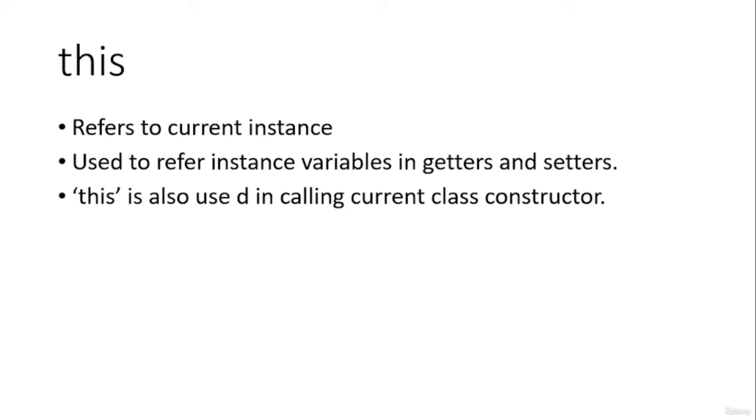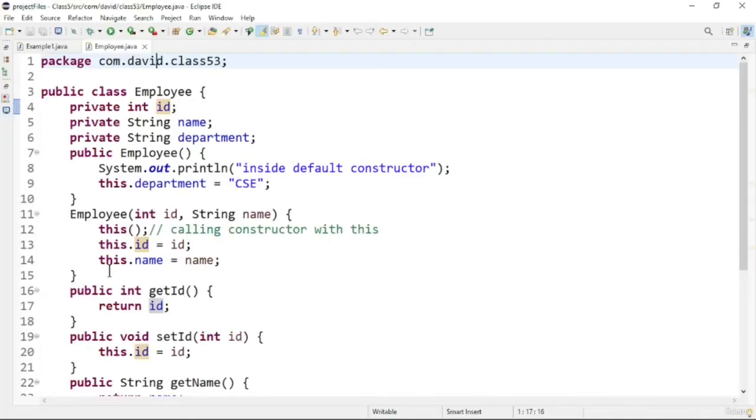So that's it for the this keyword. Now let us see some programs based on it. Now let us see a program based on the this keyword in Java. Here I have an employee object, and in the employee object I have three fields: ID, name, and department.